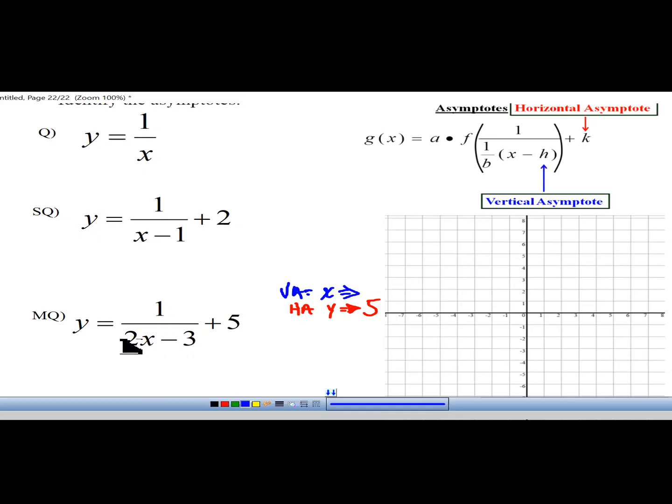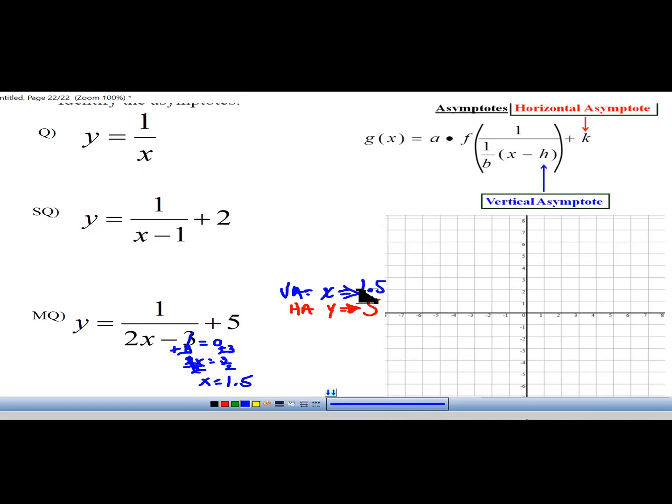Whenever you have a denominator that looks like this, even though it's a minus and it has a number there, if the x has a coefficient, look up, I want you to do this. Set that equal to 0 and solve for x. And that's how we're going to find our vertical asymptote. So that means we add 3 to each side. 2x equals 3. Divide by 2. So x equals 1.5.